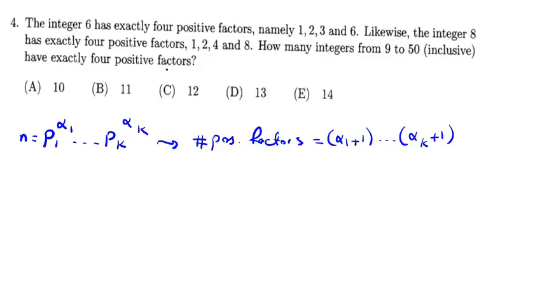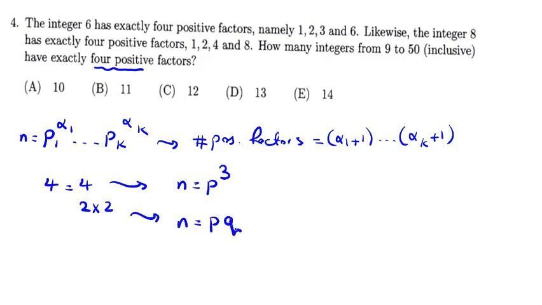Now here you say, okay, it has exactly 4. So 4 can be only 4 or 2 times 2. So in this case, our n will be p to the power of 3. In this case, it will be p cubed.